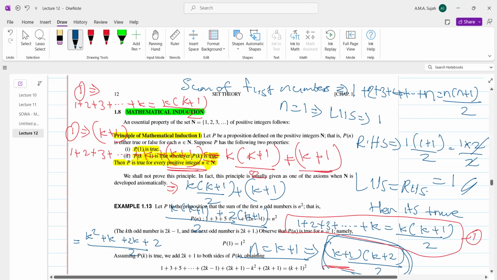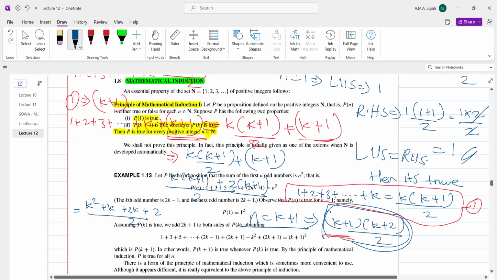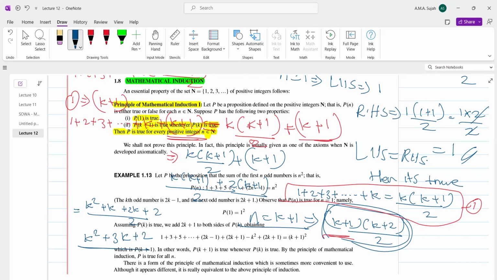k into k plus 1 by 2 plus k plus 1 I am adding. So k squared plus k, then 2k plus 2, right? Now what will happen? k squared plus 3k plus 2 over 2.